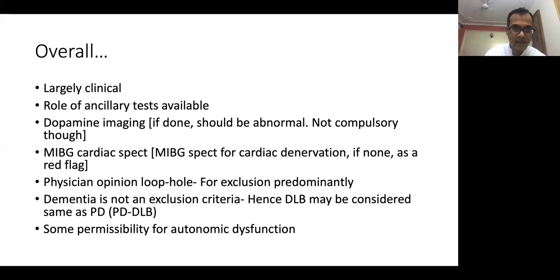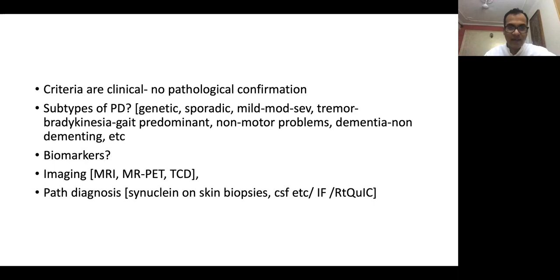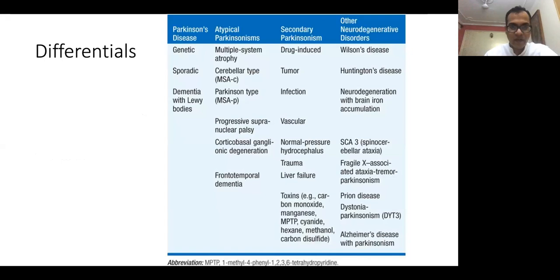Right. So these criteria are largely clinical. There is no pathological confirmation. There is no role of subtypes of PD in the criteria. There's no role of biomarkers, which are coming up in a big way. And path diagnosis is also not there. So as we said, the differentials are atypical Parkinson's, largely in these four forms.